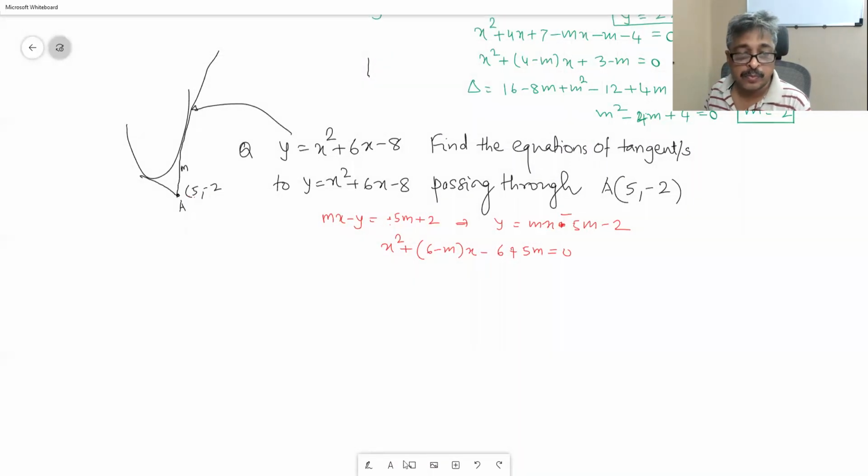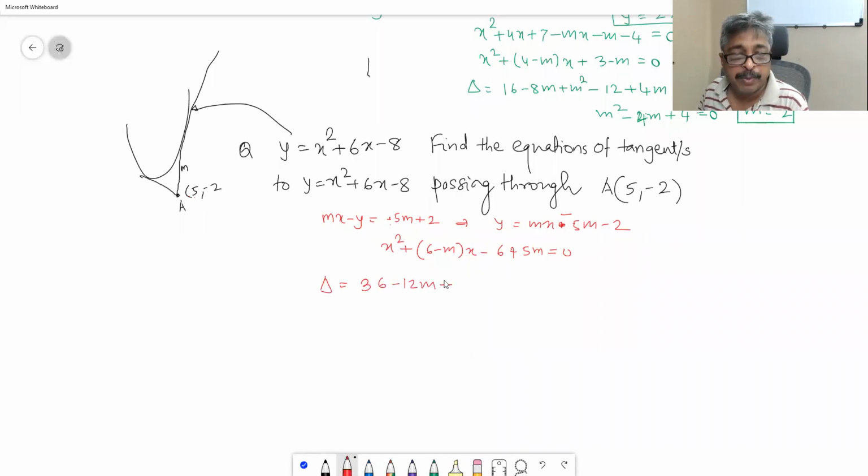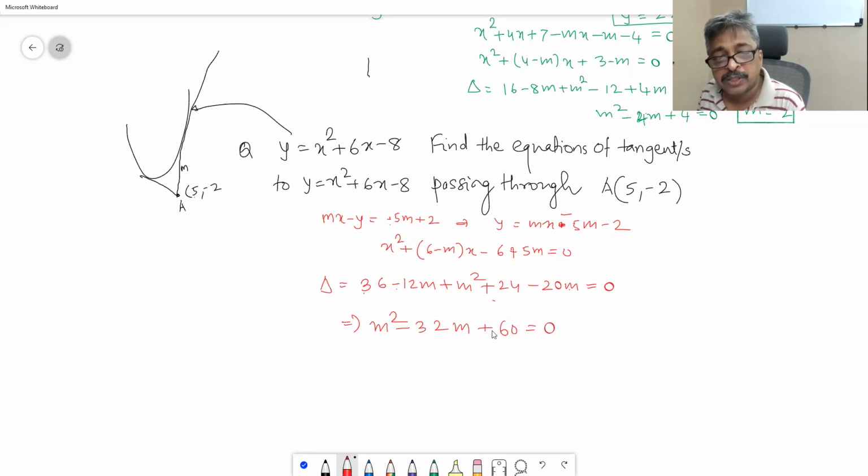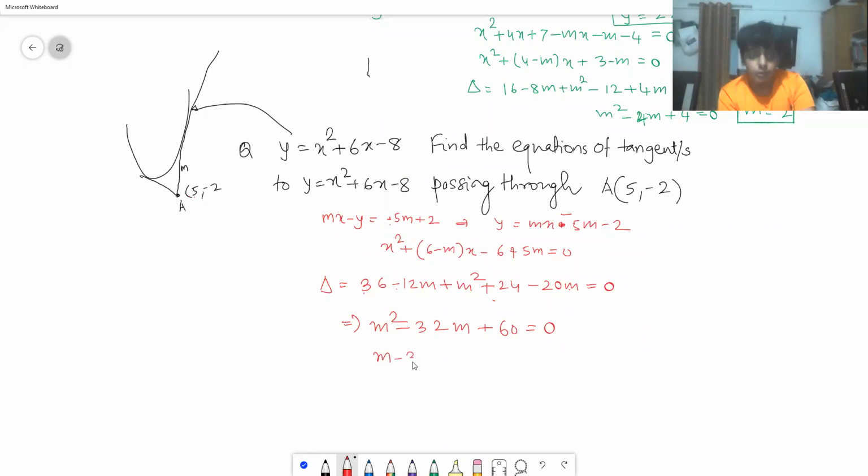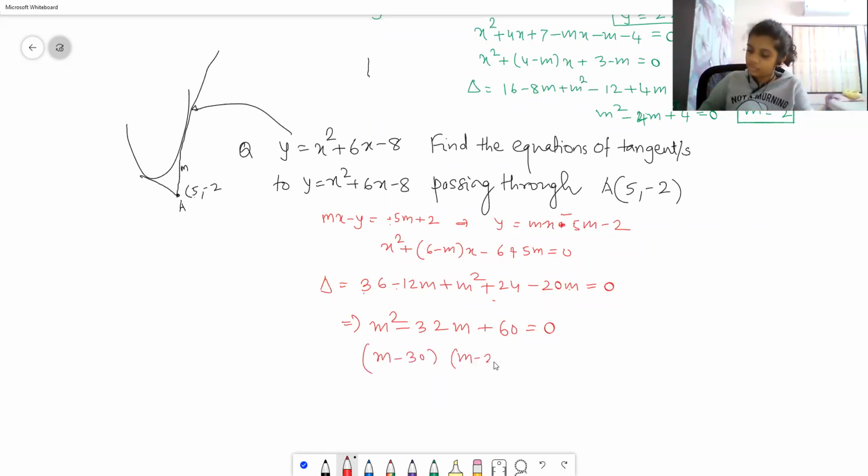So delta of this is equal to 36 minus 12m plus m square plus 24 plus 20m is equal to 0. Therefore m square minus 32m plus 60 equal to 0. Is this a good quadratic? I think so. Yes, sir. 30 and 2 are there. Yes, 30 and 2, so (m minus 30)(m minus 2).